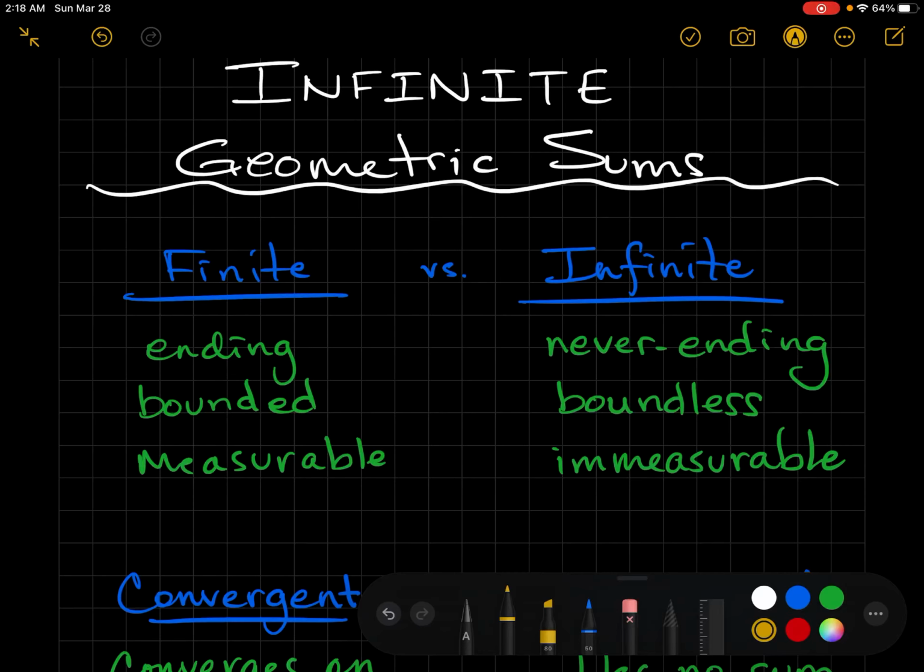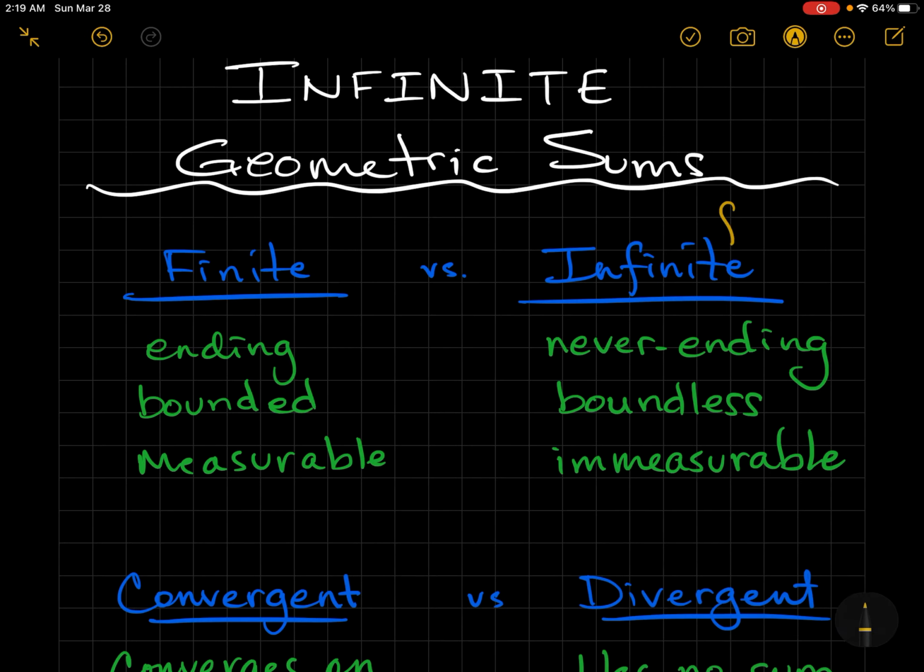Today's lesson is on infinite geometric sums. First of all, let's make sure we understand what it means to be infinite. The opposite of infinite is finite, meaning it has an ending, where infinite means never ending. The first word I always think of when I hear infinite is forever.